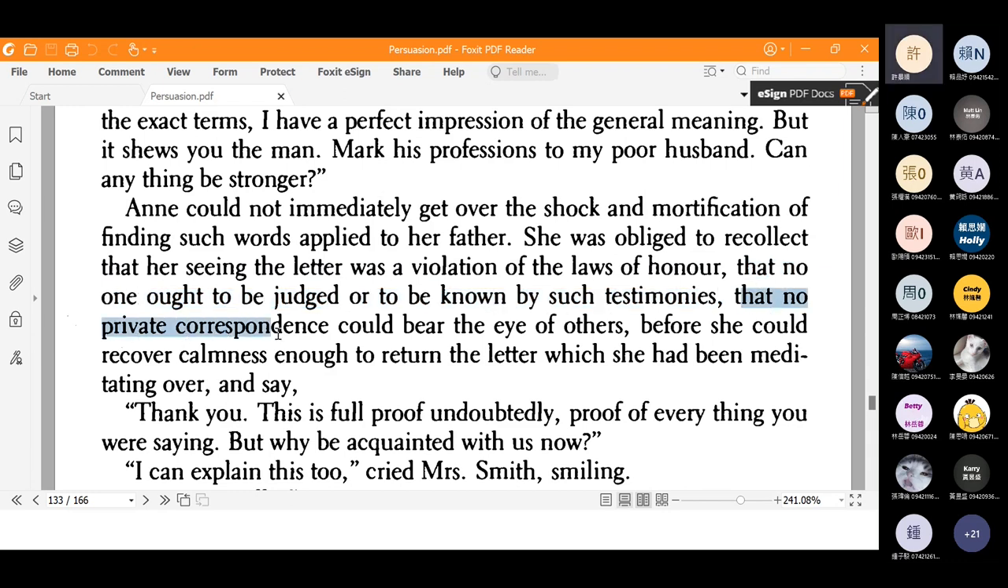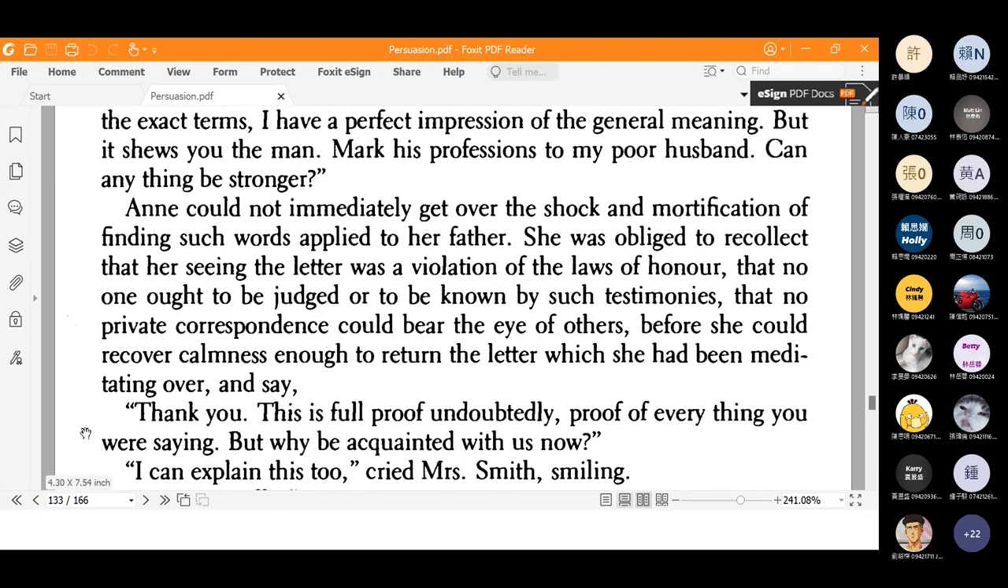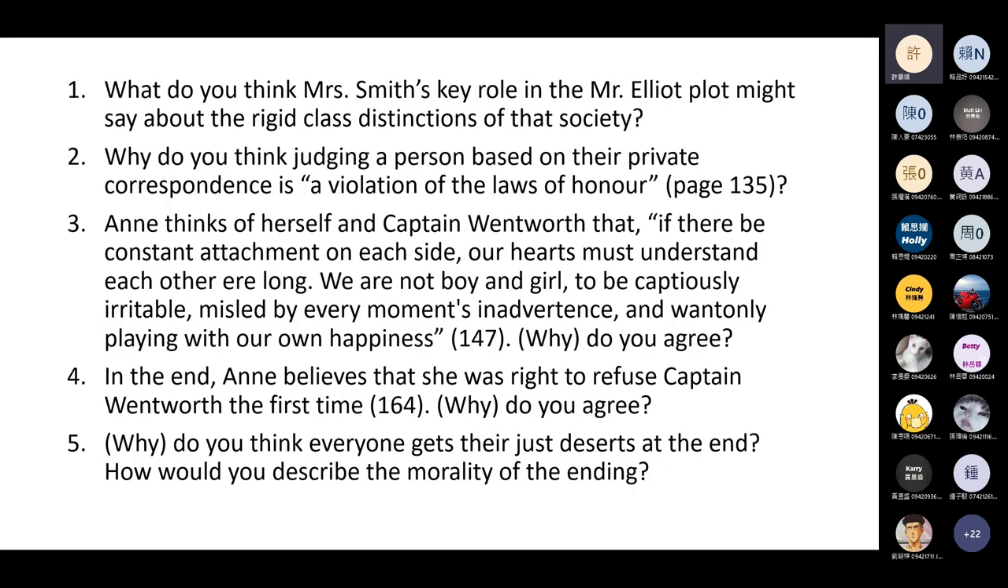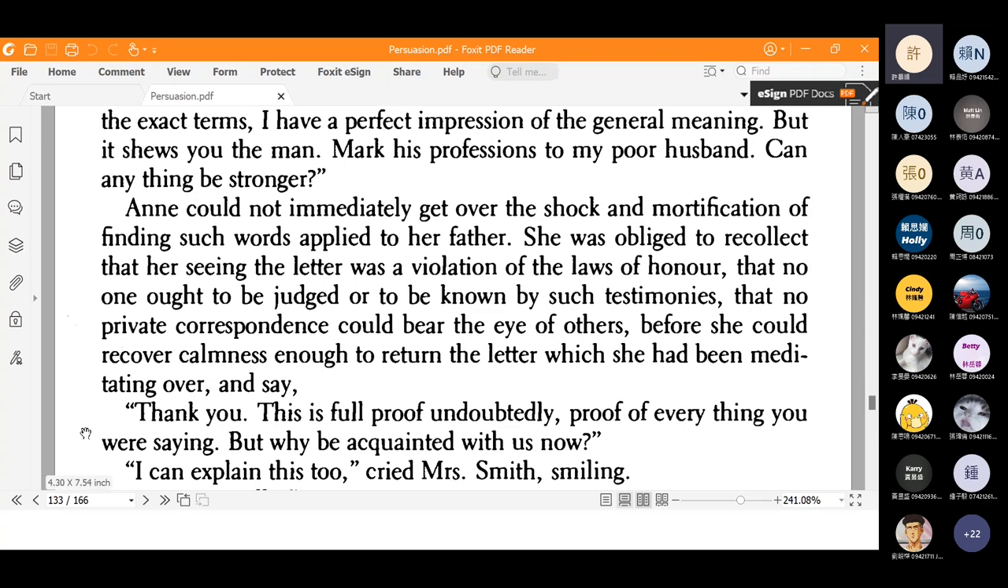That no private correspondence, which means letters. No private letters could bear the eye of others. So, which means that anybody, if you read their private letters, will make them look bad. They could not bear the eye of others. 无法承受他人眼光。So the question is why? Why should you not judge someone by their private letters?